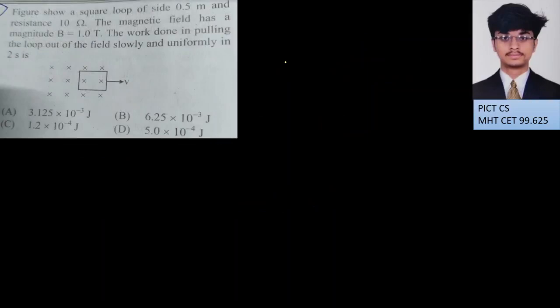The figure shows a square loop of side 0.5 meter and resistance 10 ohms. The magnetic field has a magnitude B equal to 1 Tesla. The work done in pulling the loop out of the field slowly and uniformly in 2 seconds is... Alright, so work done. Firstly, what we think of when we hear the term work done is that work done is F dot dx, right?